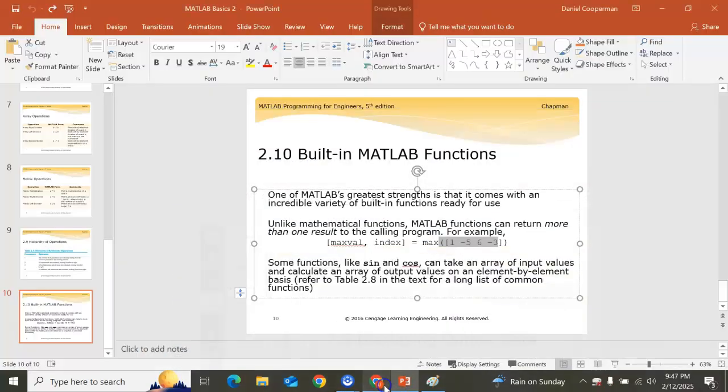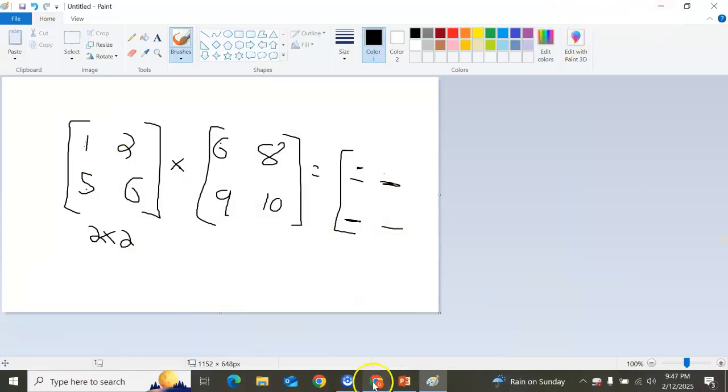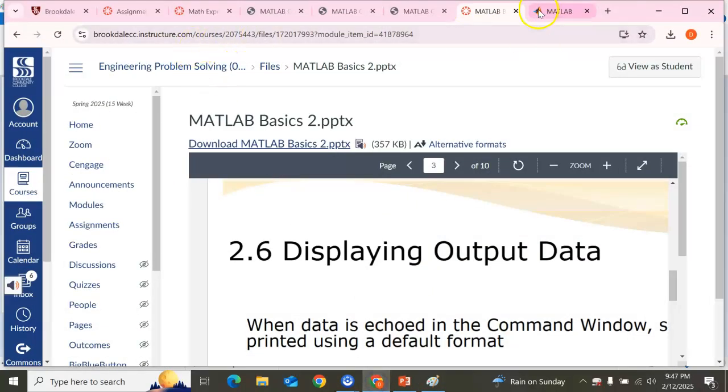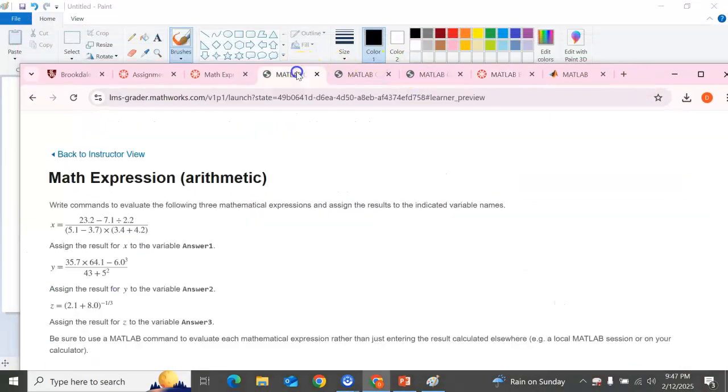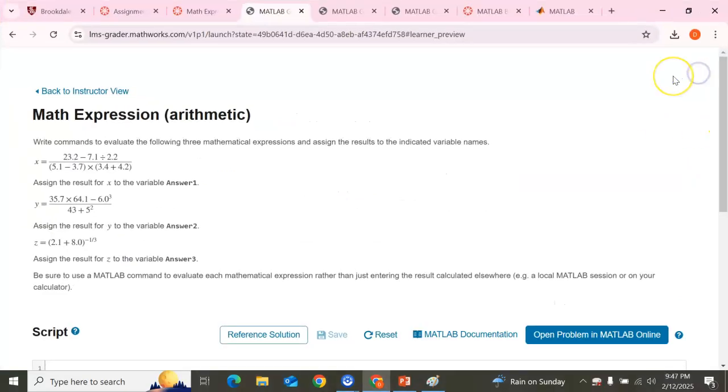Okay, working now on video 2. We're just going to quickly talk through the assignments that go along with this. I know that we've been having issues with the LMS grader. I have a ticket open with MATLAB, so hopefully by the time this is due, this will be resolved. But we have 3 LMS grader assignments.